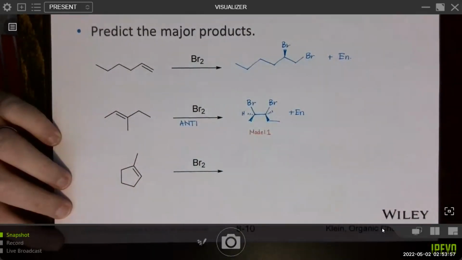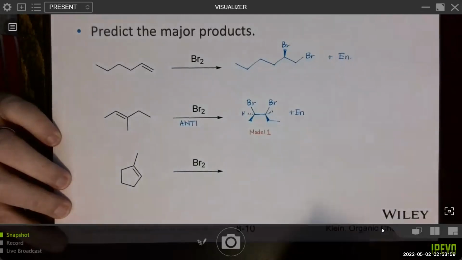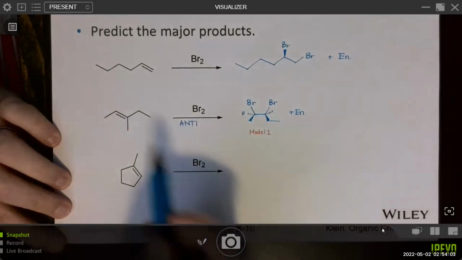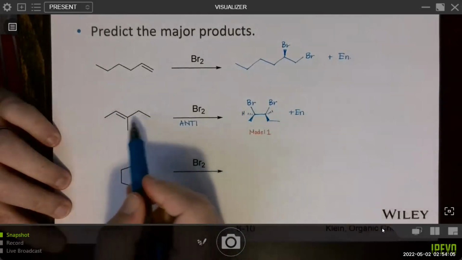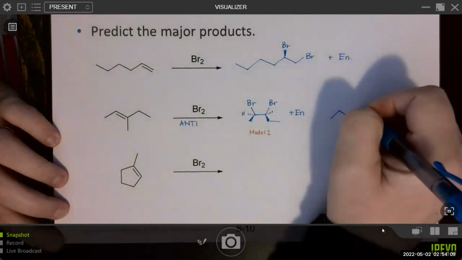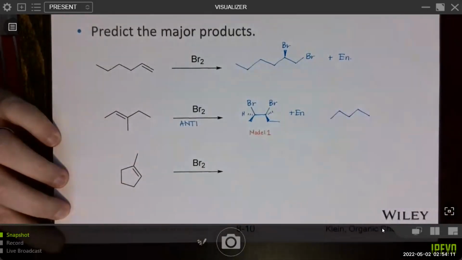And then next we can do model 2. For model 2, I draw the carbon scaffold, the longest carbon scaffold, just as it looks. So this would be like a pentane. So we'll start there. And then I want to make sure to add the two bromines anti. So one will be on a wedge, one will be on a dash. And it doesn't matter which you choose, as long as you write plus enantiomer.